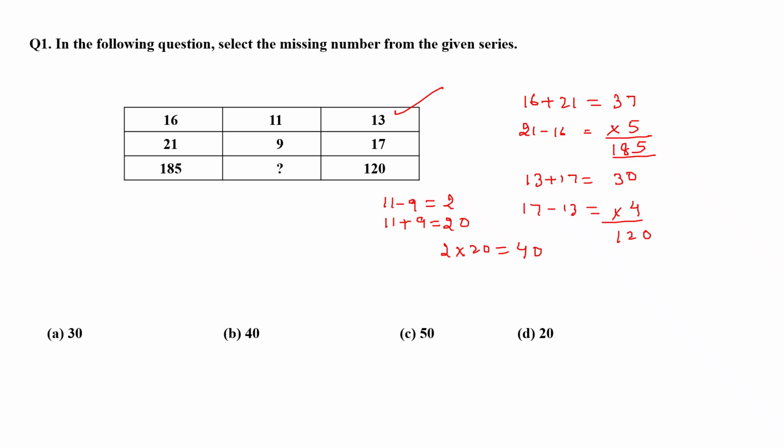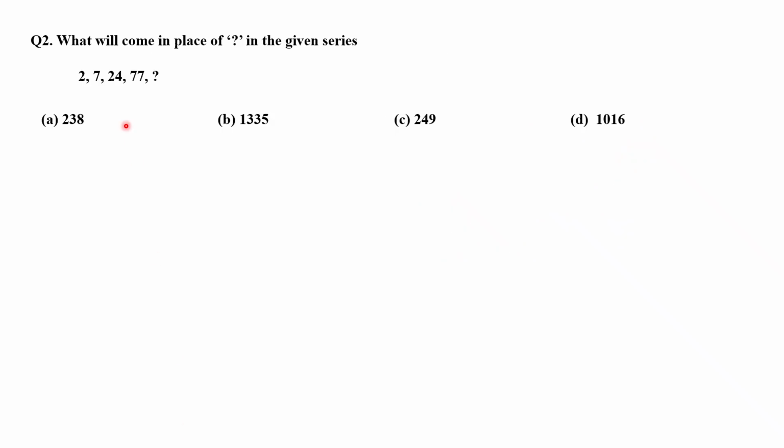Okay, now move to the next question. Now question number 2, what will come in place of the question mark in the given series? The series is given, and you have to find the next number after 77. So first let's write the series which is given here. Now let us find some relation between the given numbers.